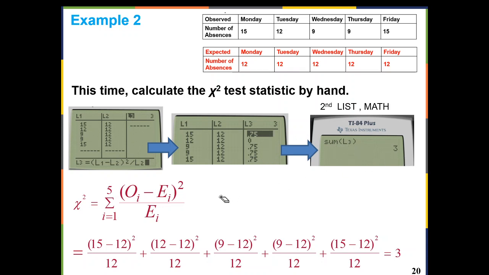So what we have is basically these numbers. If you want to do it by hand, you could, without a calculator. You get 3. So 3 is our test stat, right? So what's the degrees of freedom? Well, how many categories do we have? We have 5 of them, so degrees of freedom is 4.